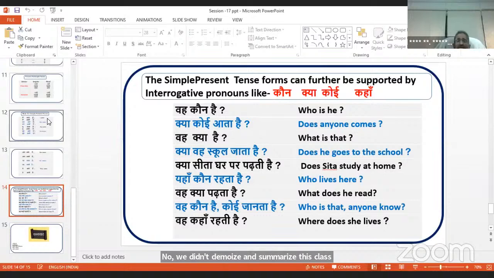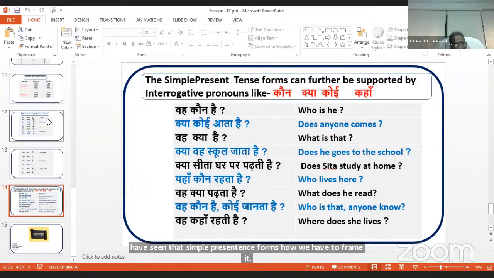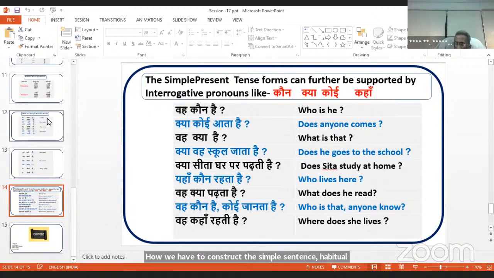We have seen how we have to frame and construct simple present tense habitual sentences. It's very easy. Along with the verb root, we have to add ता है in masculine singular, ती है in feminine singular, ते हैं in masculine plural, ती हैं in feminine plural.